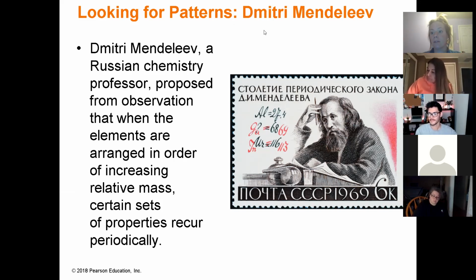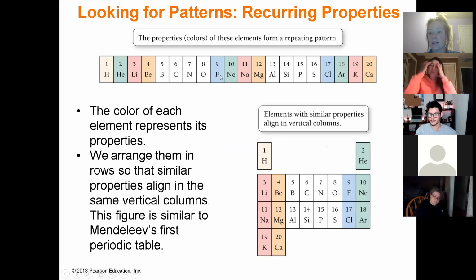Should I organize it off of properties? Should I organize it off of the number of protons? What should I do? And so he decided to put them in order of increasing mass, the lightest one first and then going to the heaviest one. And what he found when he laid these cards out is that hydrogen had its own unique properties. It did its own thing.